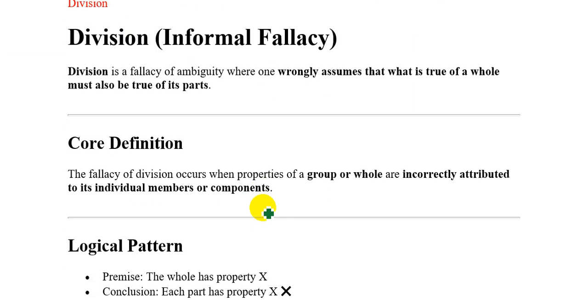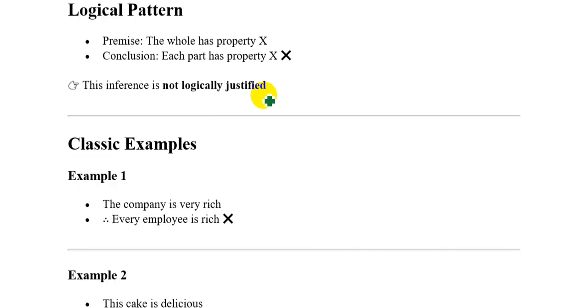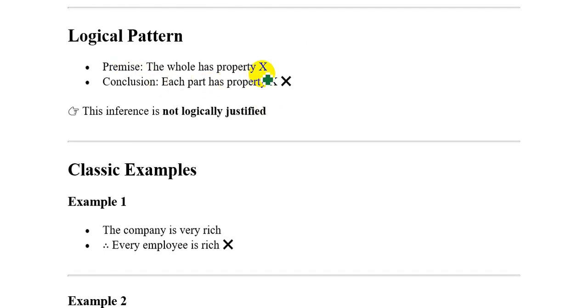Now let's go into division. Division is another informal fallacy. Division is a fallacy of ambiguity where one wrongly assumes what is true of a whole must also be true of its parts. The fallacy of division occurs when properties of a group or whole are incorrectly attributed to its individual members or components. The logical pattern is, the whole has property X, therefore each part has property X. This inference is not logically justified.